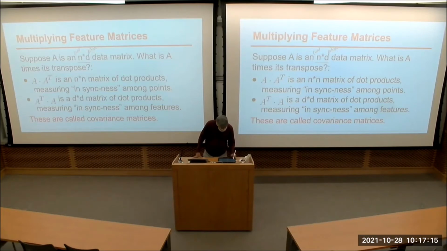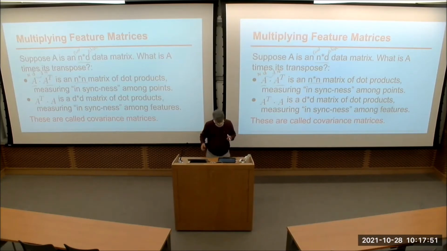If we think about A times A transpose, the matrix is going to be n by n. Why? Because A is an n by d matrix, and the transpose is a d by n matrix. We're going to get an n by n matrix of dot products, and each dot product is going to be of order d, the number of dimensions.